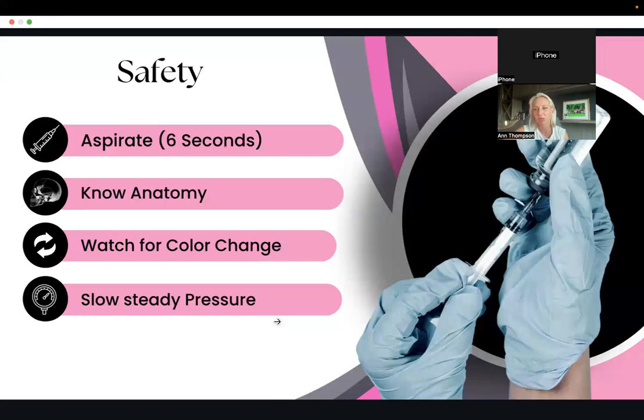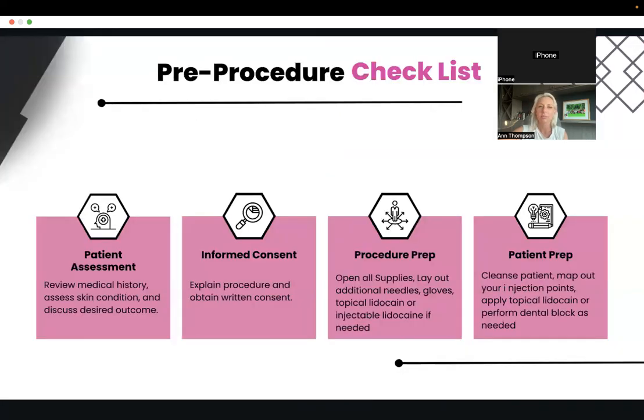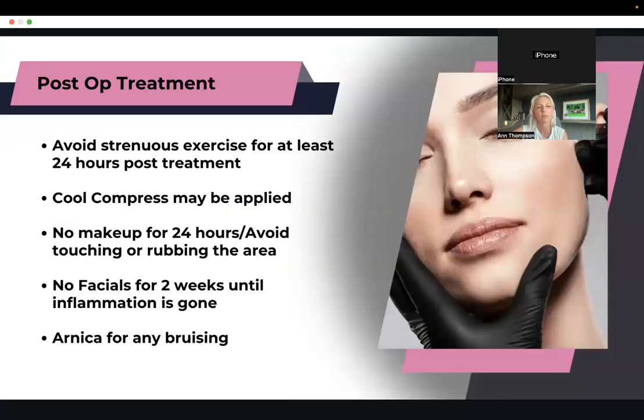Okay, for safety, you want to make sure that you aspirate for at least 6 seconds. Make sure you know the anatomy of what's going on. Watch for color change as you are injecting, and slow, steady pressure. This is the pre-procedure checklist. You want to do your patient assessment. You want to make sure that you get your consents set up for your procedure, and then prep your patient as far as mapping out, cleaning the patient, putting all of your injection points, doing your topical lidocaine and all those things.